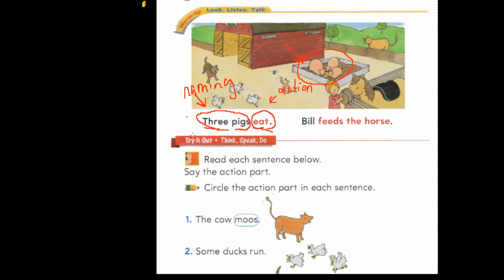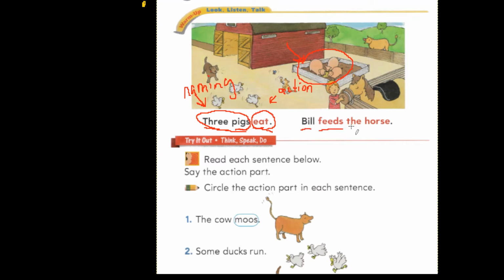So you can see why it's important to have the subject and the action part in the sentence. Because if it was just 3 pigs, you would probably be like, well, what are the 3 pigs doing? And if I just say eat, it's not going to tell you anything, right? So you need both of these things together to make that complete simple sentence. 3 pigs eat.